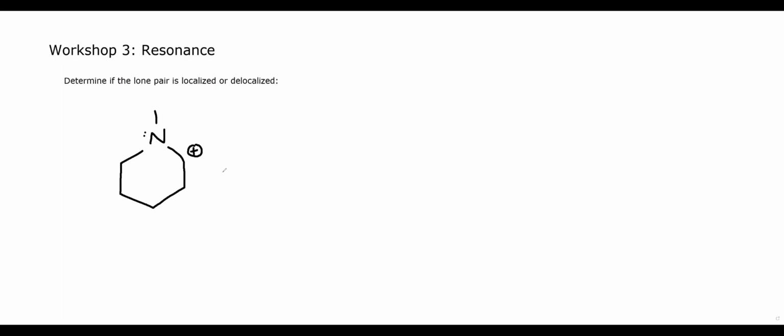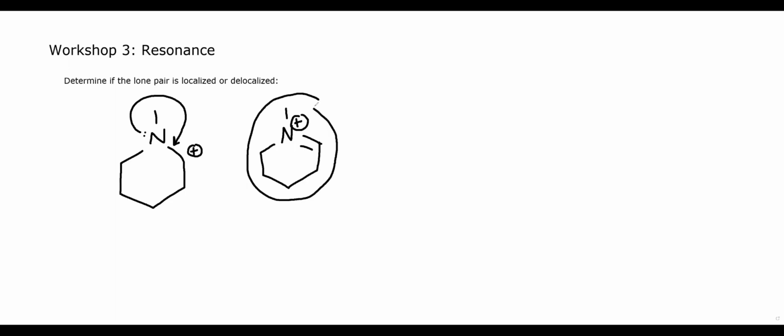So remember, when we're asking localized or delocalized electrons, we're asking, are those electrons in resonance or are they not in resonance? Here they are in resonance because we could draw this lone pair as a double bond between nitrogen and that positive charge to give us this structure here. So we have a resonance structure we could draw. Therefore, those electrons are delocalized. Delocalized electrons because they are participating in resonance.